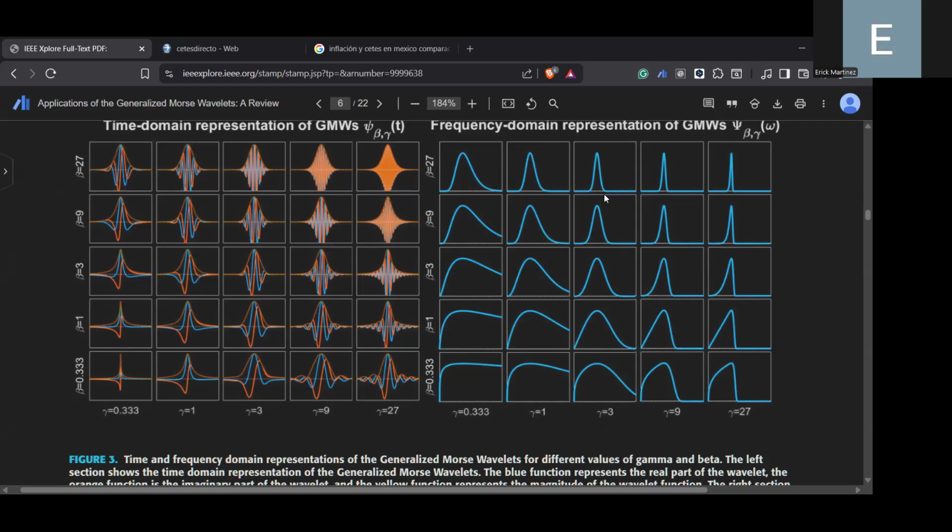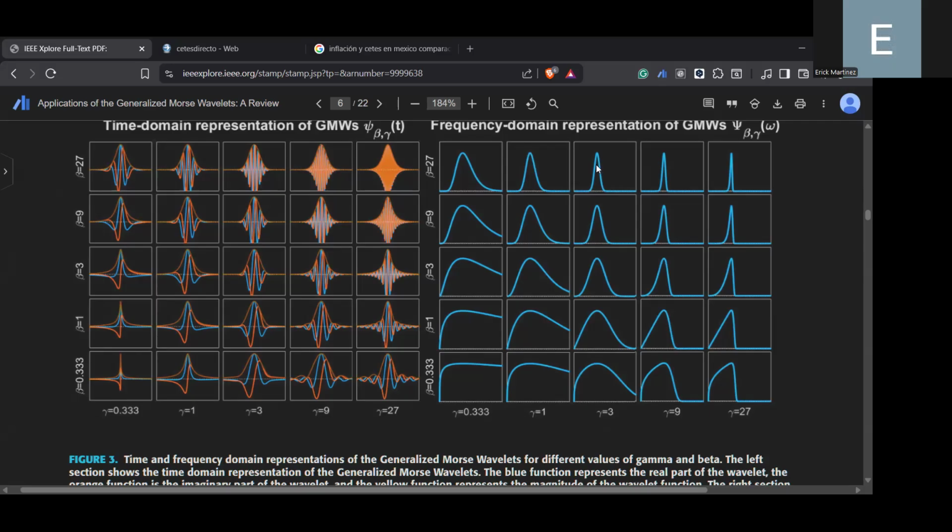And that is helpful because we can be certain that we are centering the central frequency of the wavelet in a certain region, and that the dispersion on the left and the right side will be the same. So to some extent, we are having a better precision. Also, you can see that as we fix the value of gamma and increase the value of beta, we are having a much narrower behavior in the frequency domain.